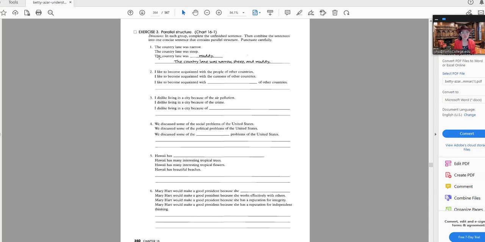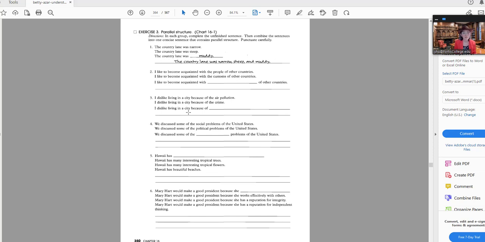Here you have: the country lane was narrow, the country lane was steep, the country lane was muddy. Instead of repeating country lane three times, you can make all the adjectives come together in a series and combine them with a coordinating conjunction. The country lane was narrow, steep, and muddy. I like to become acquainted with people of other countries. I like to become acquainted with customs of other countries. So I like to become acquainted with the people and the customs of other countries.